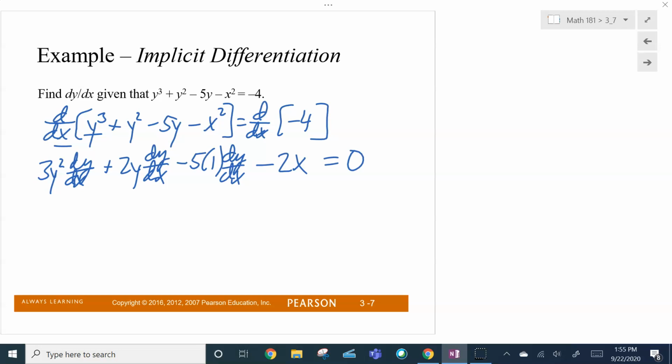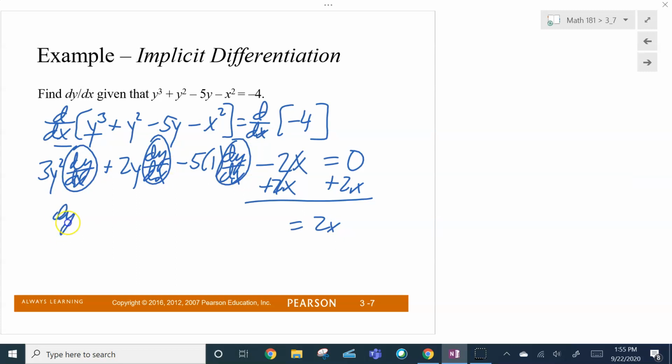Now what I'm going to do is solve for dy dx. So first I'm going to take the 2x over to the other side, so I'm going to add 2x. So I've got 2x. And then I'm going to take a dy dx out of each of these remaining terms. Dy dx, and I'm left with 3y squared plus 2y minus 5.